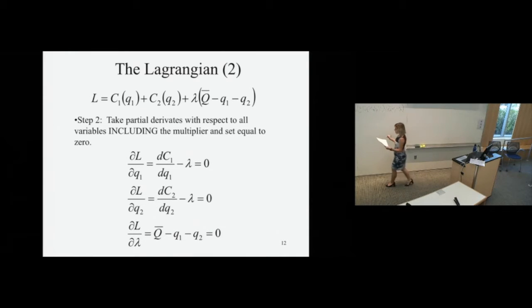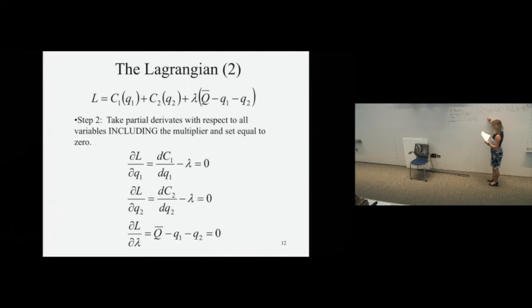So, partial derivatives. We're going to do the partial derivative of our Lagrangian with respect to our first variable, Q1, and set that equal to the derivative of function C1. So where do we find Q1 in this equation? Here's Q1. So we take the derivative of our firm's cost function with respect to Q1. No Q1 here, we skip it. Oh, there's Q1 with the Lagrange multiplier. So we do minus our lambda, and we set it equal to 0.